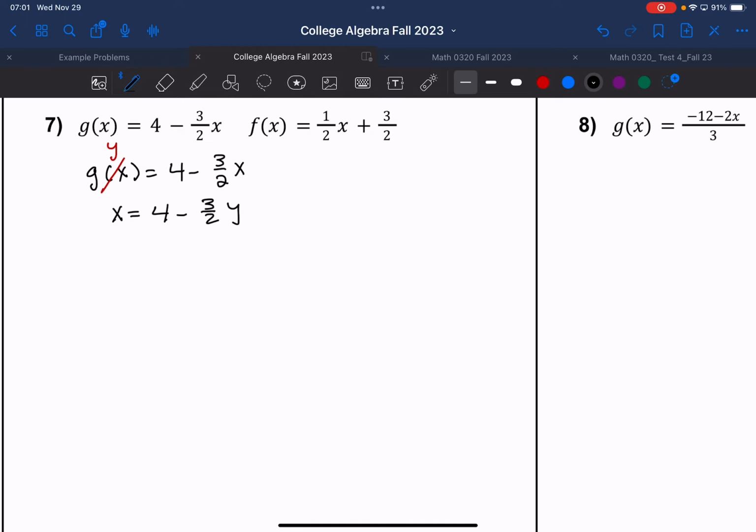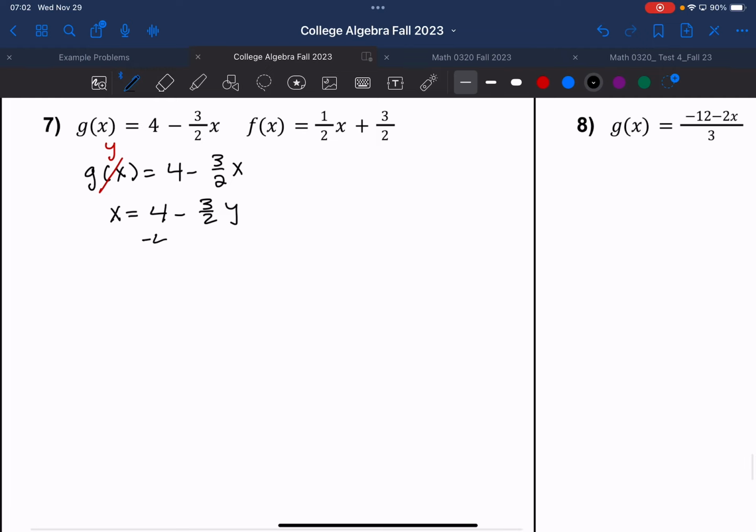And then remember, all of our equations are usually y equals. So here we're going to get y by itself. So what are we going to do first to get y by itself? We're not going to multiply just yet. Subtract the 4, because notice the 4 is in front of that y value. We got to get rid of that 4 first. So we're going to subtract the 4. We have x minus 4 is equal to negative 3 halves y.